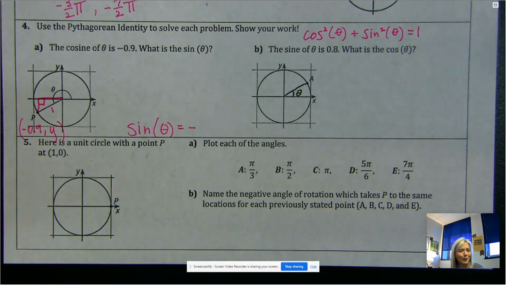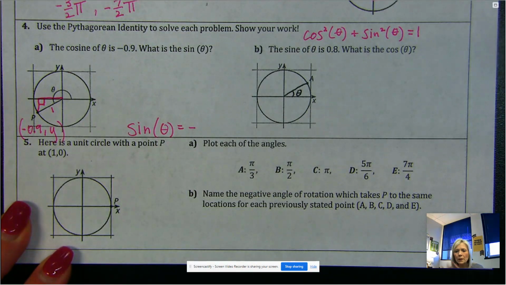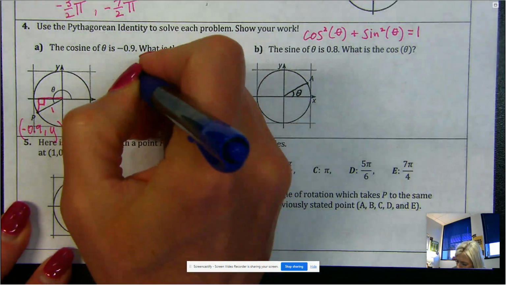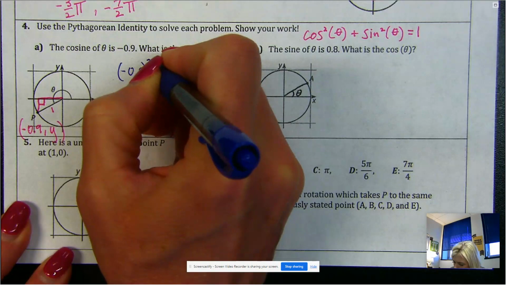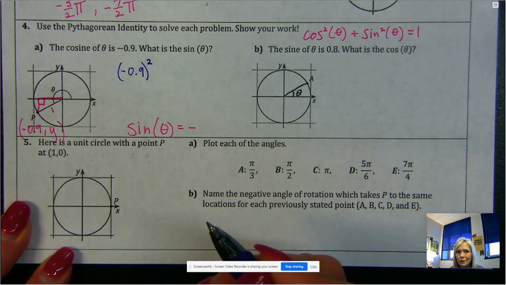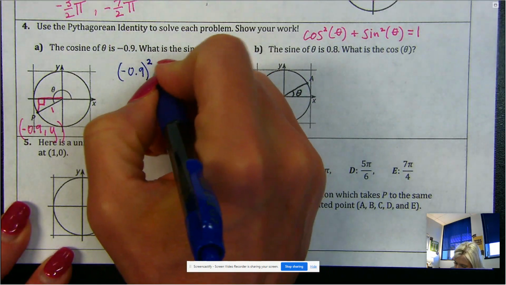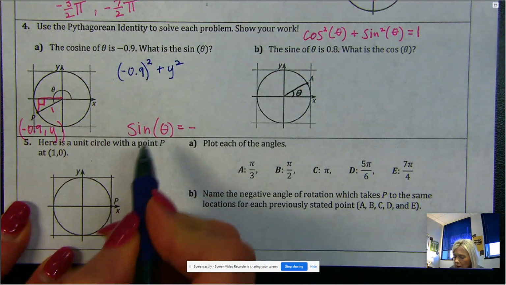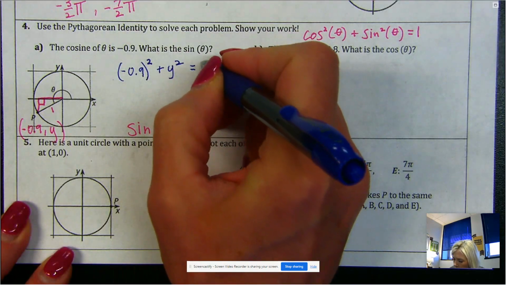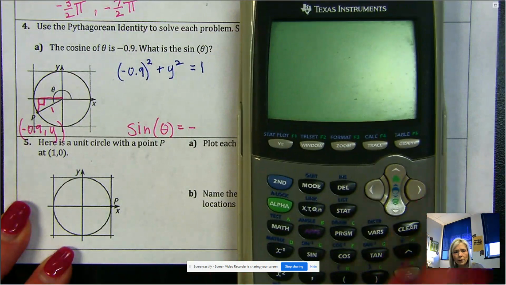Let's switch back to blue. It's easier to see. Okay, so I set this up just like I would a squared plus b squared equals c squared. So negative 0.9. If I forget parentheses around that, it's going to tell me that that's a negative number when I square it, but it's not. Plus, I'm going to use y squared just because it's easier to write instead of sine squared, is equal to 1. So I just have to do a little work on my calculator.